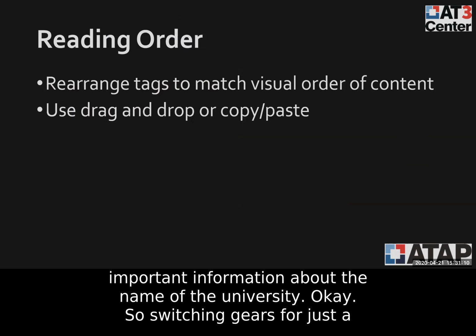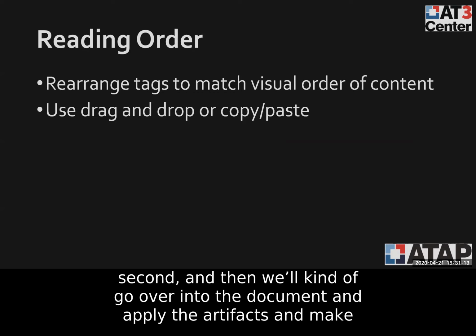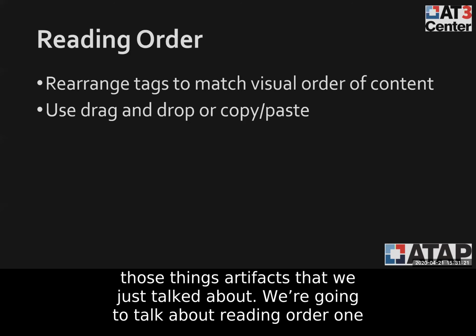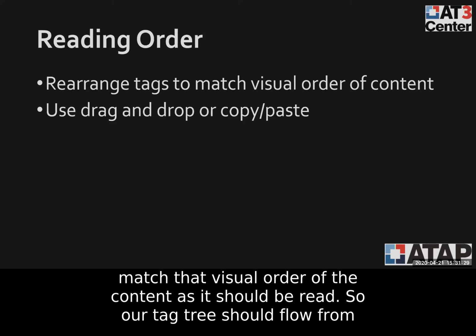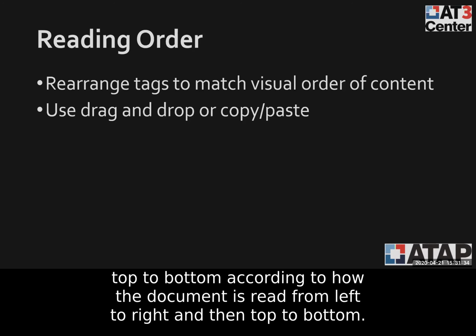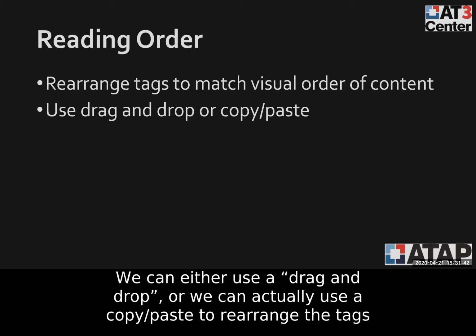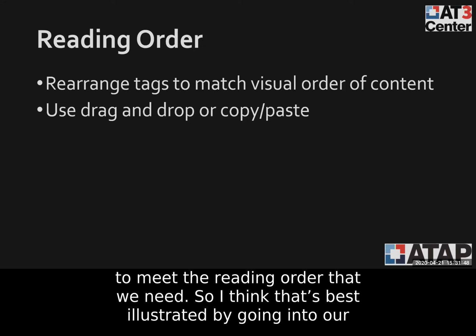Okay, switching gears for just a second, and then we'll go into the document and make those things we just talked about artifacts. We're going to talk about reading order one more time. Our reading order is very important. We want to make sure to rearrange the tags to match the visual order of the content as it should be read. So our tag tree should flow from top to bottom according to how the document is read, left to right and then top to bottom. We can either use drag and drop or copy and paste to rearrange the tags to meet the reading order that we need.